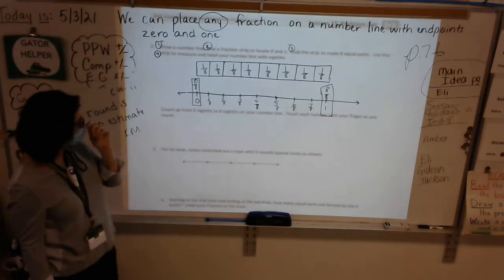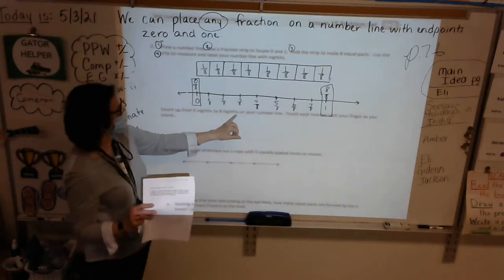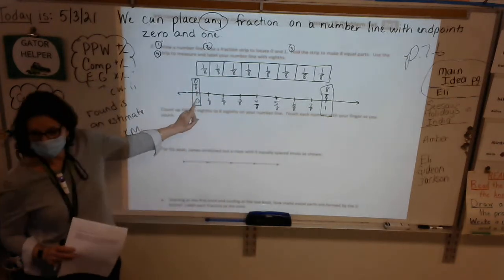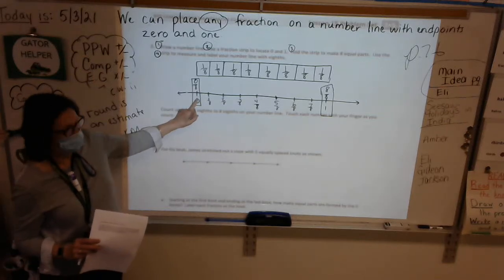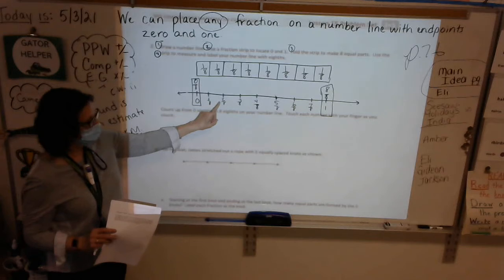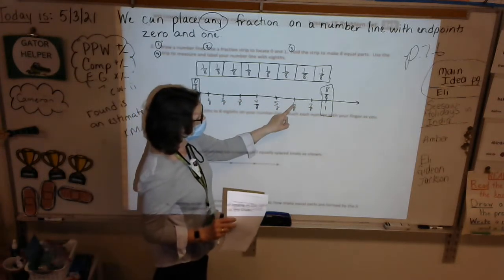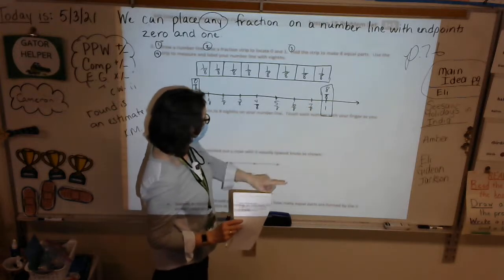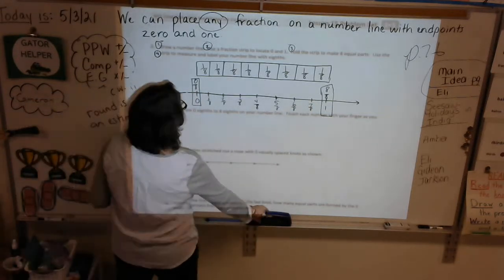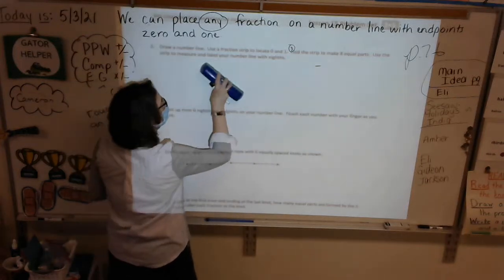Now, the next part is going to help us use the number line. It says count up from 0 8s to 8 8s on your number line. Touch each number with your finger as you count. So let's start with those. Touch each number with your finger. Ready? 0 8s, 1 8, 2 8s, 3 8s, 4 8s, 5 8s, 6 8s, 7 8s, 8 8s. Okay? That's all there was to that. A lot of steps, but that's what they wanted you to do.